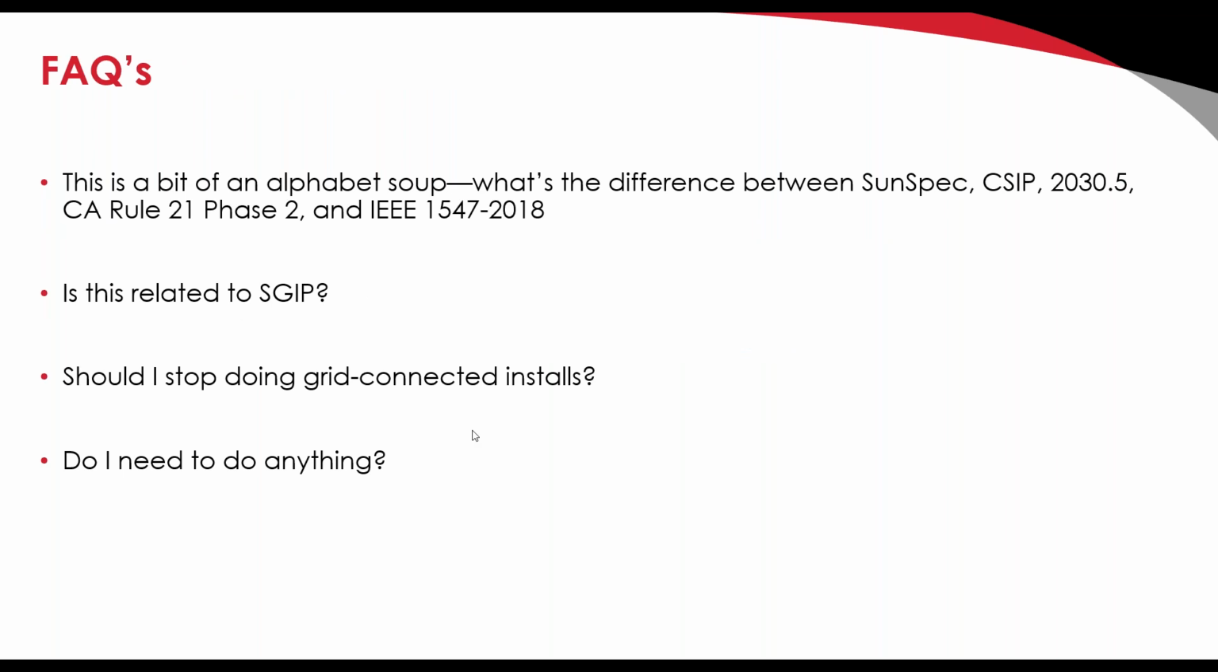So some of the FAQs. Okay, so this is a bit of an alphabet soup. We've recognized that. What's the difference between SunSpec, CSIP 2030.5, California Rule 21, Phase 2, and IEEE 1547, 2018? Okay, so starting at the top, SunSpec is an alliance, a trade alliance of more than 100 solar and storage distributed energy participants. Together, we're pursuing information standards to enable plug-and-play system operability.